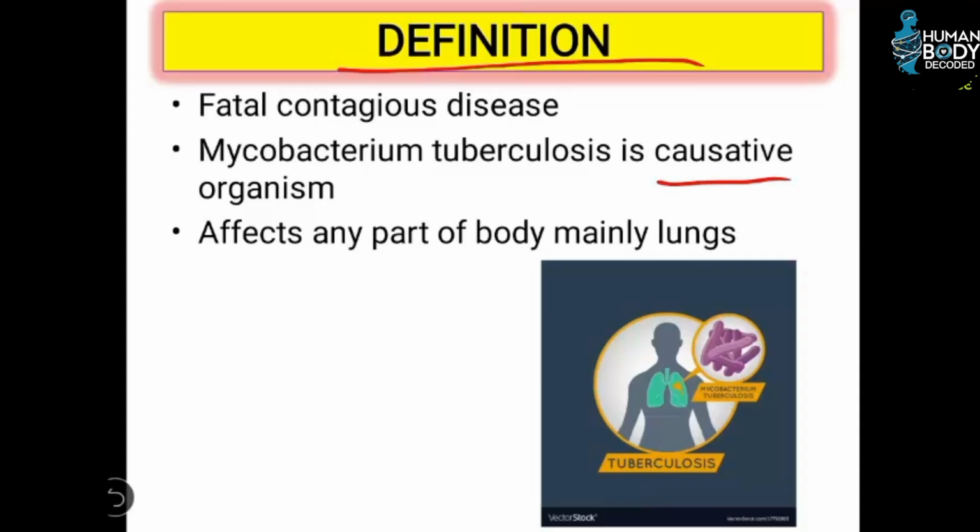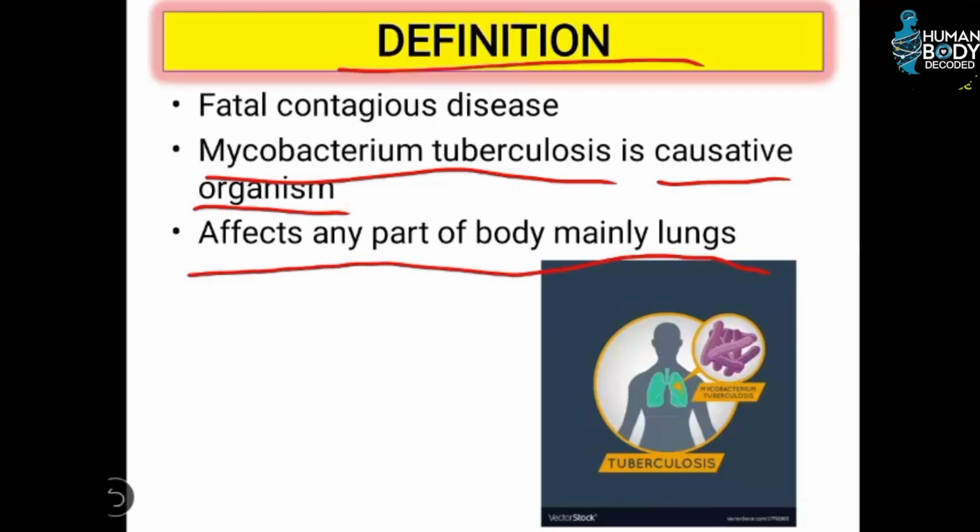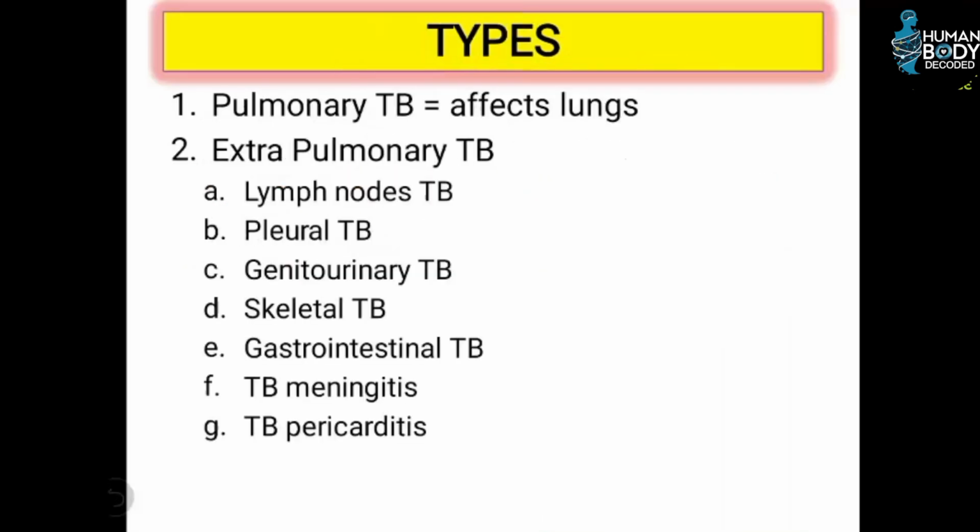The organism that causes TB is called Mycobacterium tuberculosis. Although most people associate TB with the lungs, it can actually affect any organ in the body, causing damage if untreated. Now, let's explore types of TB.